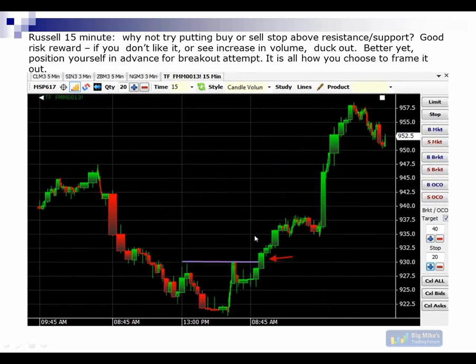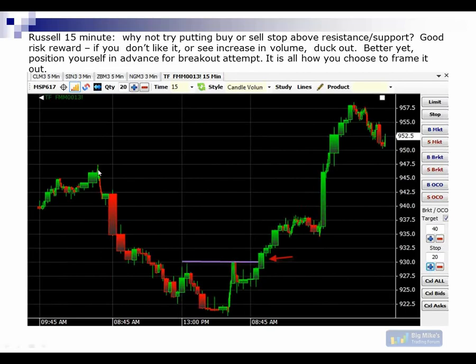Lastly, this is a 15-minute chart. This really works on any time frame. Just the basics. Support and resistance, 2 data points. See the increase in volume on the support or resistance, and so forth.